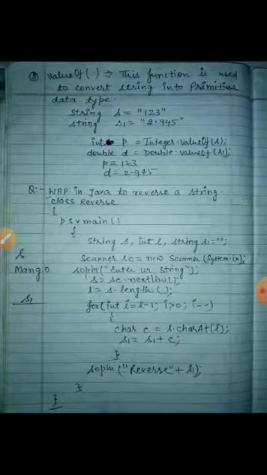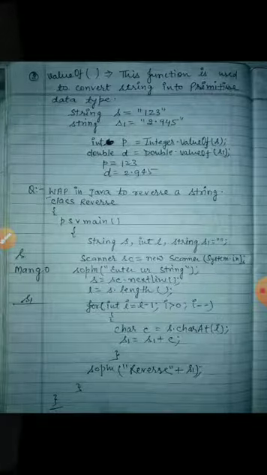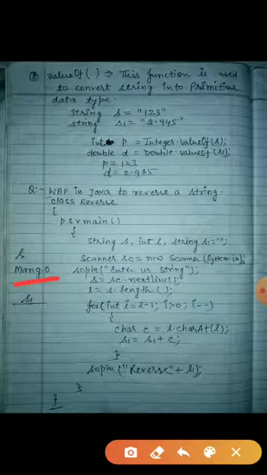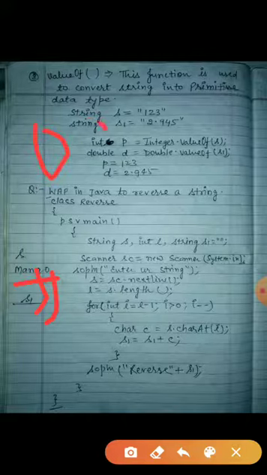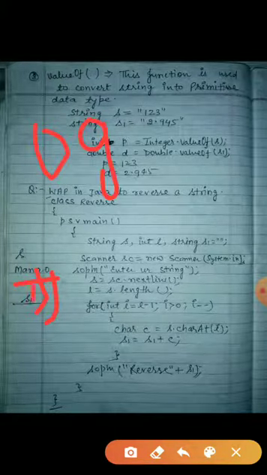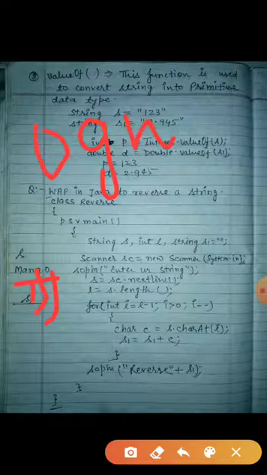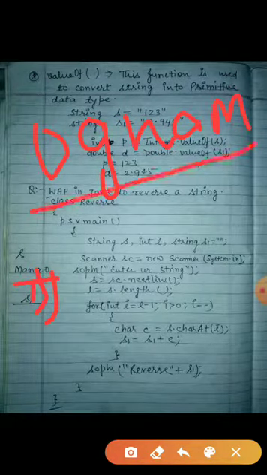What is the logic behind it? Suppose you have taken one string in s, you have taken mango. Now what will be the reverse of this? First you take out O, then G, then N, then A, then M. So you can see this is the reverse of the string.